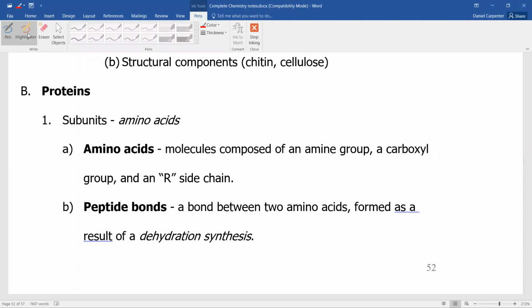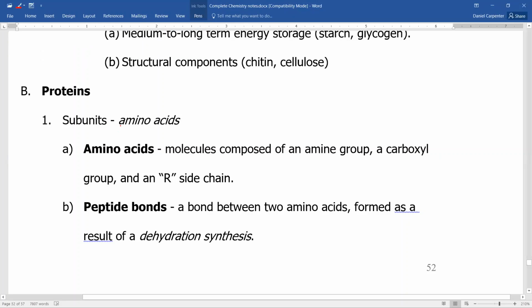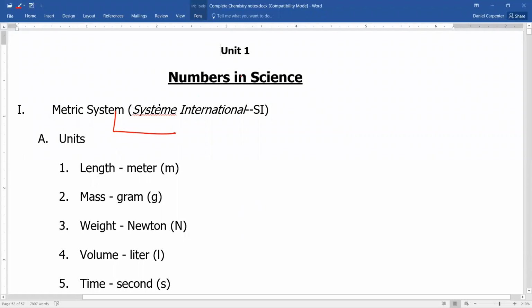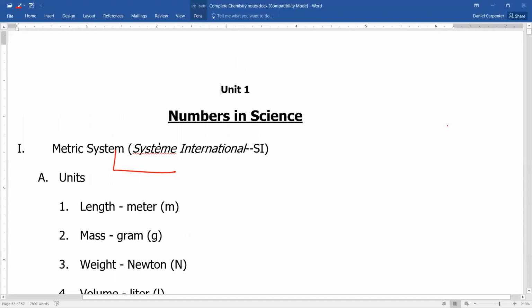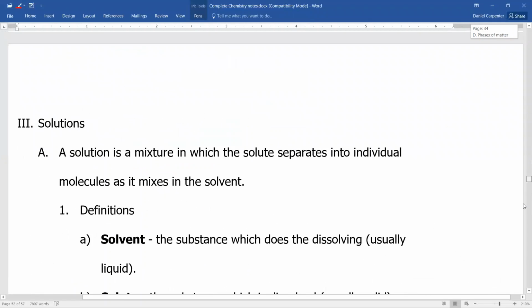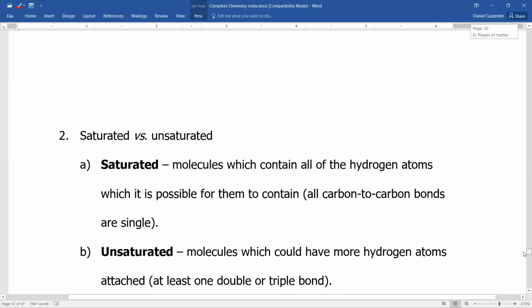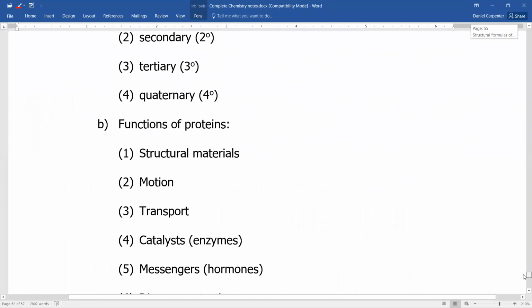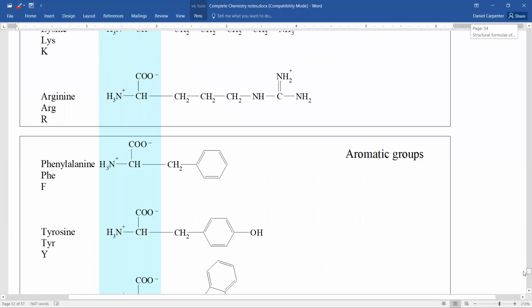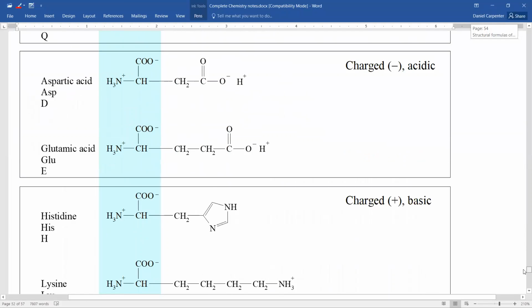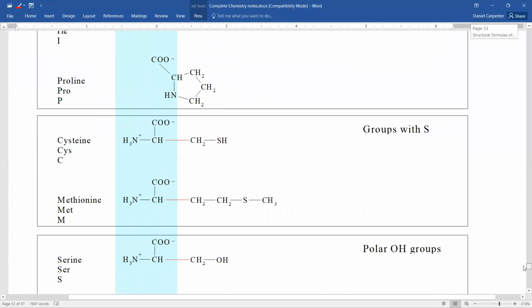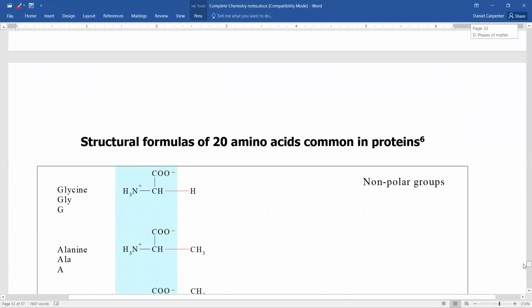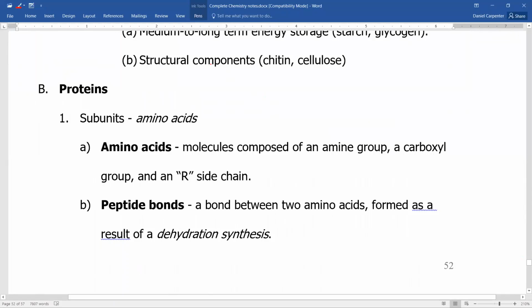So there's just the one subunit, but that one subunit has 20 different variations. So you don't have to learn all 20 variations. By the way, here are the 20 variations. They are not there for you to memorize. They're there for you to just get an idea of what we're talking about. You do not have to know the 20 variations.